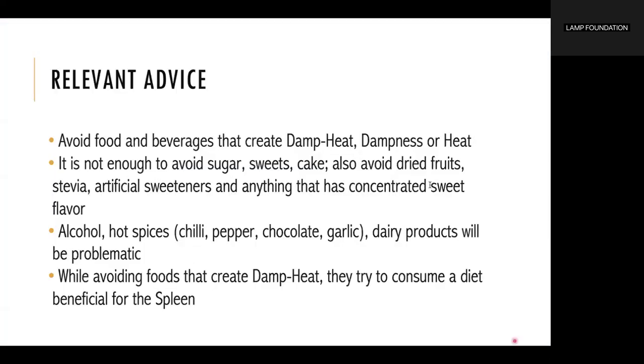It is essential that the person with chronic damp heat invading the spleen avoids, as far as possible, food and beverages that create damp heat, dampness, or heat. It is usually not enough to avoid sugar, sweets, cake, and so on. They should also avoid dried fruits, stevia, artificial sweeteners, and anything else that has a concentrated sweet flavor. Alcohol, hot spices, including chili, pepper, chocolate, and garlic will also be problematic, as will dairy products.